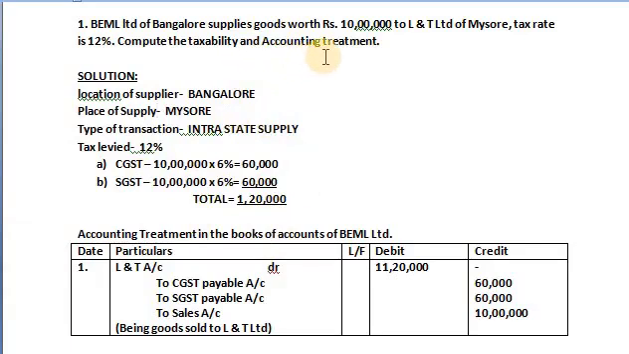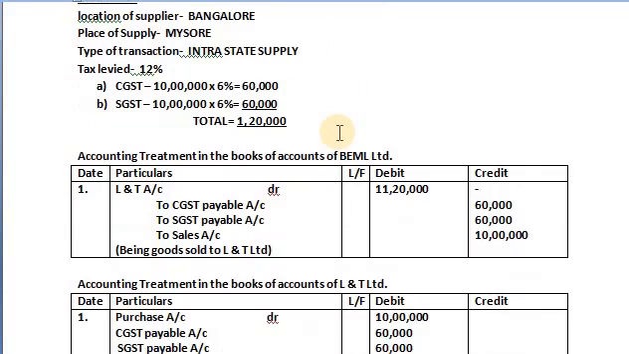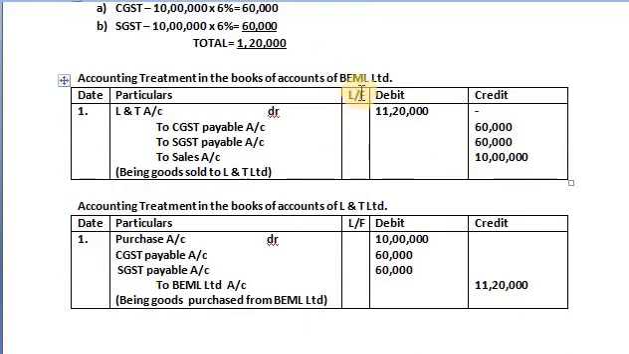Now they have asked you to write the accounting treatment. When it comes to the accounting treatment, we have to write in both the books: in the books of BEML, the one who is supplying, and in the books of the one who is receiving, L&T. In both the books we need to make an entry. So the accounting treatment in the books of accounts of BEML Limited. BEML Limited is the supplier.